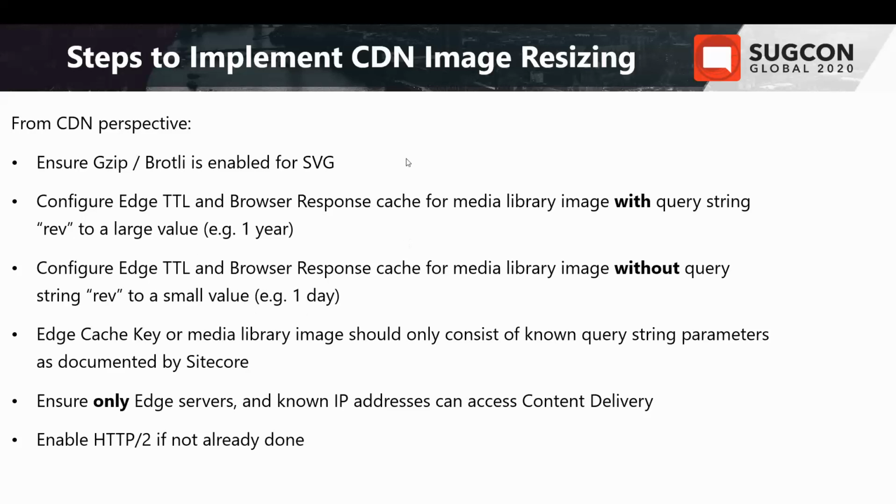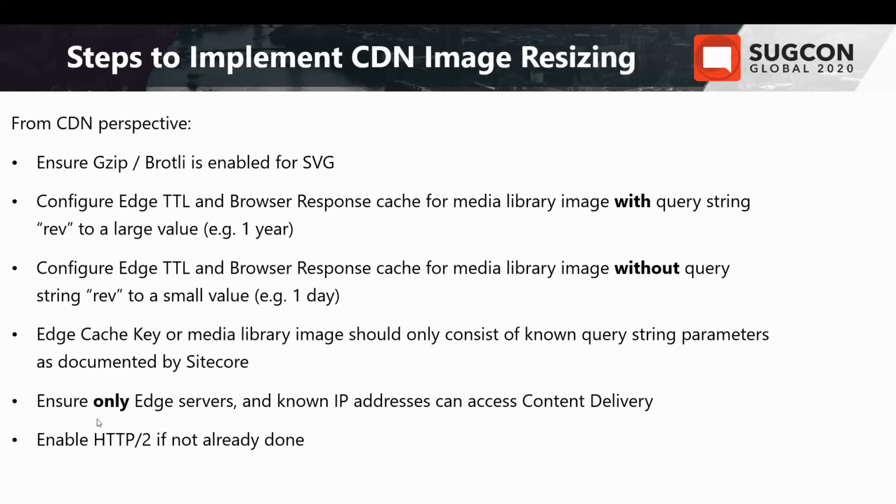And then also ensure the cache key only has media library image parameters that are known by and documented by Sitecore, or the ones that you've implemented custom. So make sure that only those ones are available as cache keys, as you do not want to poison your CDN cache keys. So I don't want to start putting in a whole bunch of random query parameters, and then that will poison your cache key, and then it will put additional load on Sitecore if you cannot use any resizing at all in your plan.